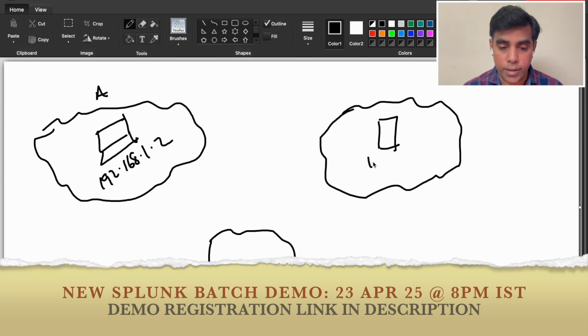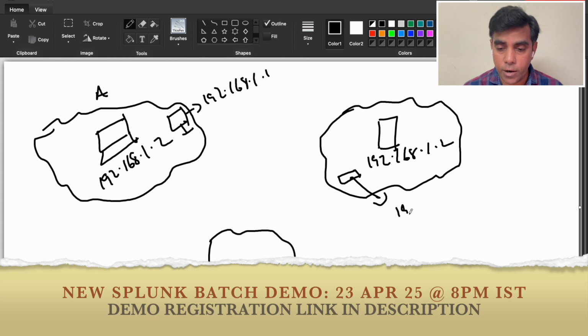192.168.1.2, and here also 192.168.1.2. For other devices, if he is having a desktop, for this one he will be having 192.168.1.1. If he is having a tab over here, for this one he will be having 192.168.1.1. So likewise the IP addresses will be similar across different networks. That is the thing.